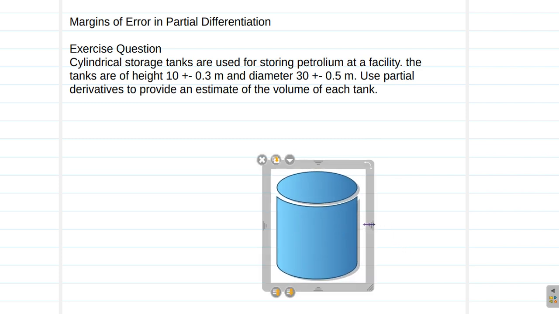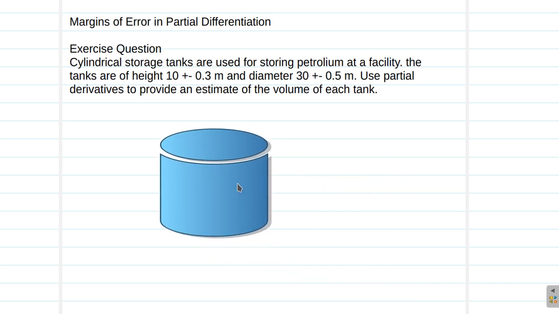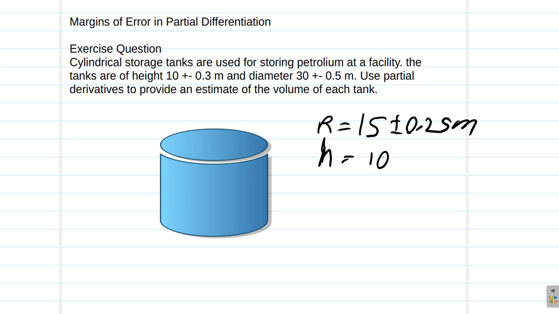Alright? Now the thing is, what we're given is the diameter, but it's really the radius we're going to use in our calculation. So radius is equal to half the diameter, which would be 15 plus or minus 0.25 meters, alright? And of course height, as they say here, the height is 10 plus or minus 0.3 meters.